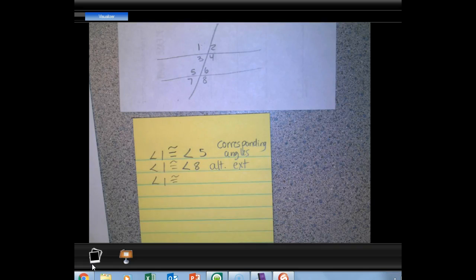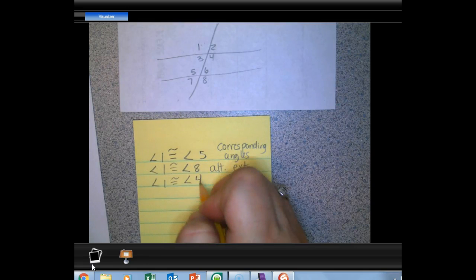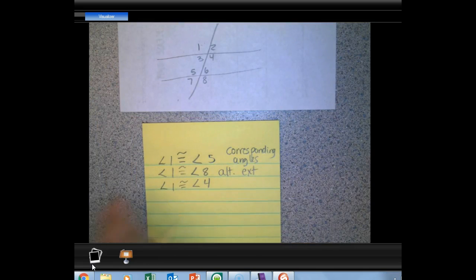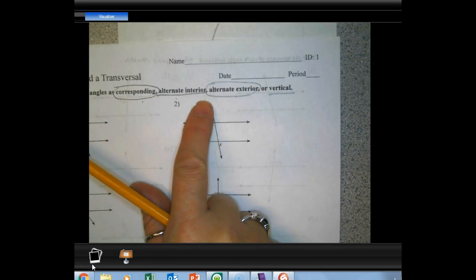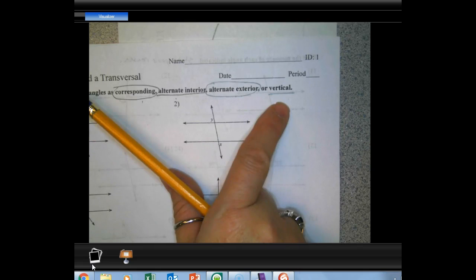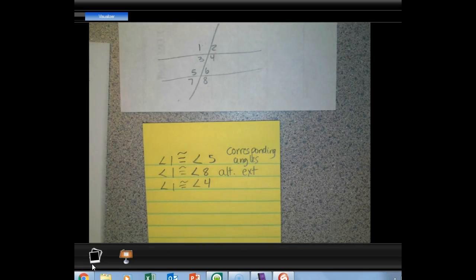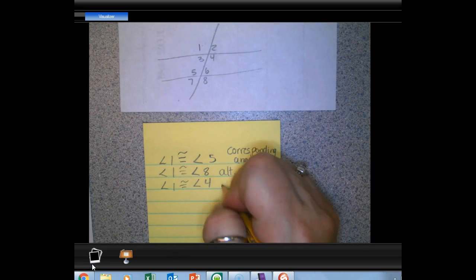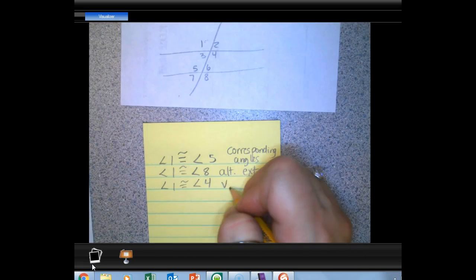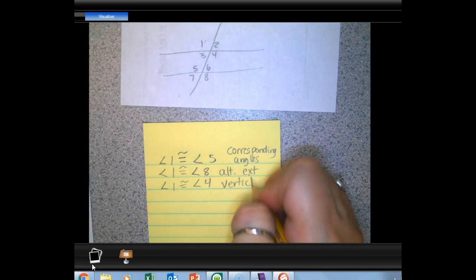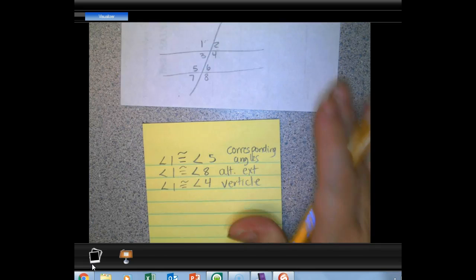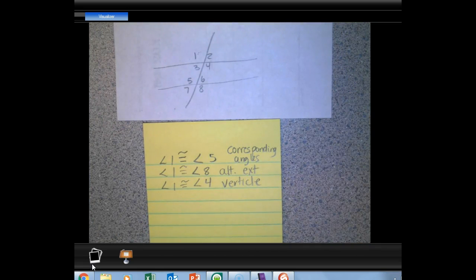Jasmine, do you want to try what other angle 1 would be congruent to? Angle 4. Why? Corresponding, alternate interior, alternate exterior, or vertical? Which one? Vertical. Absolutely. Goes right across, so it is vertical. Yes, I just wrote it down. You should know.